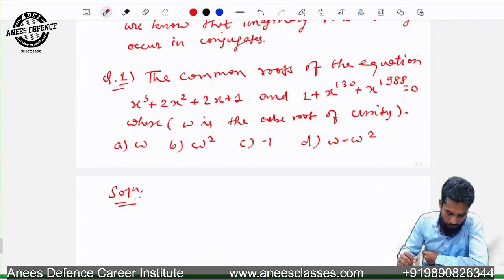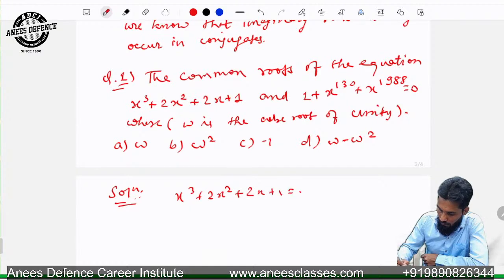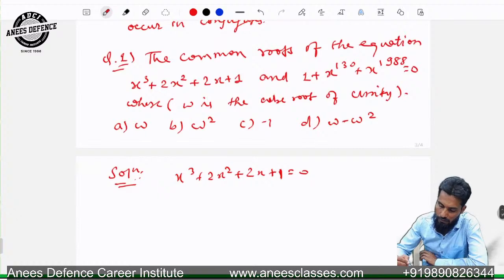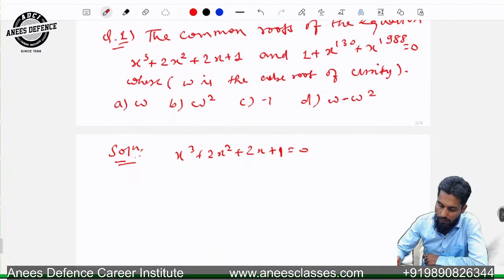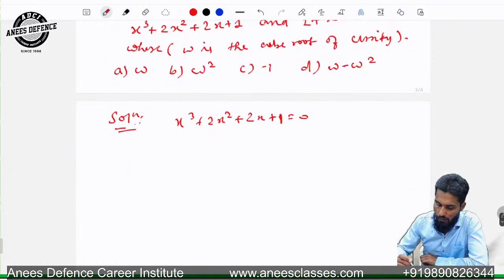They have given the cubic equation, right? First of all, try to solve it. So we can write x cube plus 2x square plus 2x plus 1 equal to 0. Try to find the factors. There will be three factors as it is a cubic equation. So we can check for x equal to minus 1 and see whether it gives 0 or not, so that we get the first root, and then we will divide by that root to find the quadratic equation.